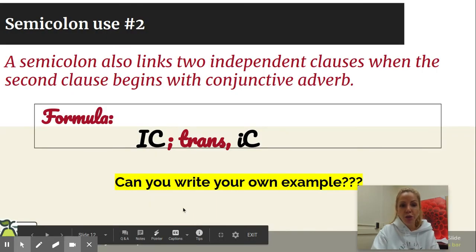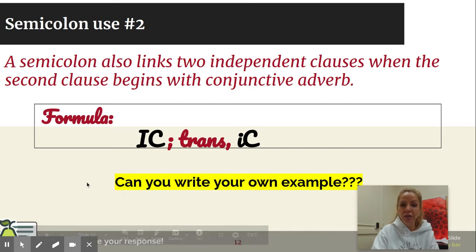So semicolon use number 2 is similar. The only difference is that you would use a transition word to combine the two sentences in addition to a semicolon, okay? So in your notes for semicolon use number 2, I want you to write: a semicolon also links two independent clauses, two complete sentences, when the second clause begins with this special type of transition, which is the conjunctive adverb.